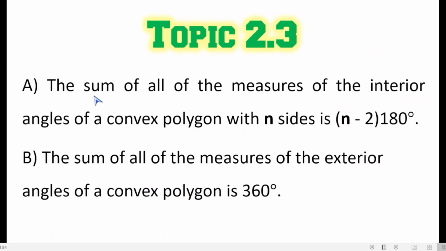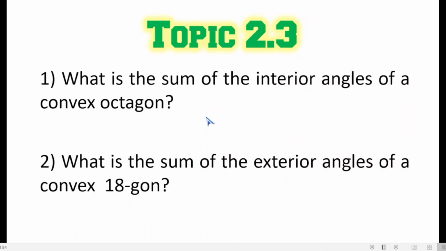Okay, for the second topic, we have here that the sum of all the measures of the interior angles of a convex polygon with n sides is n minus 2 times 180 degrees. And the sum of all the measures of the exterior angles of a convex polygon is 360 degrees. So let's use this to answer the questions.